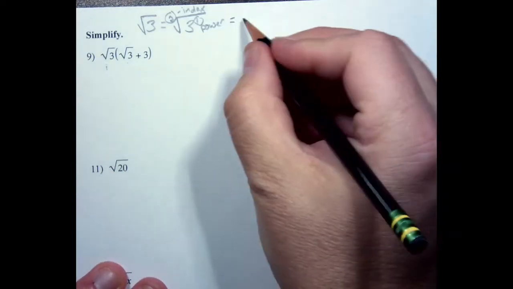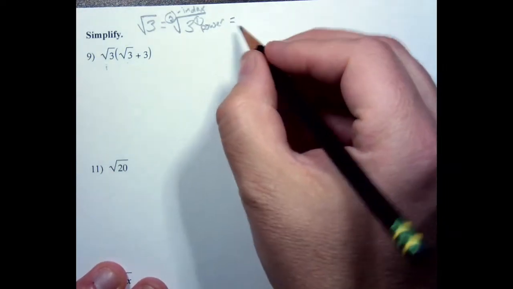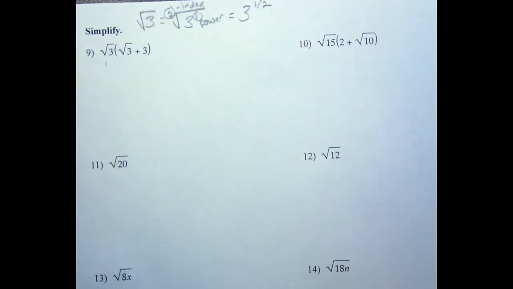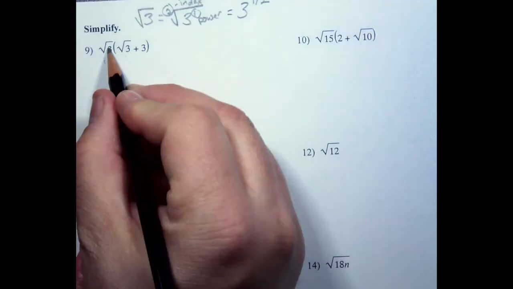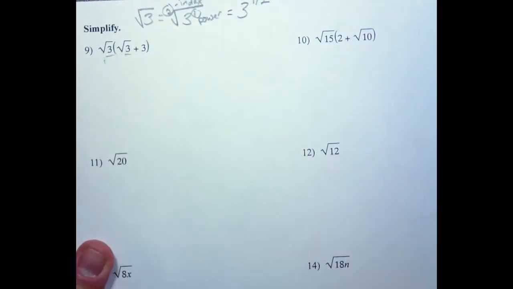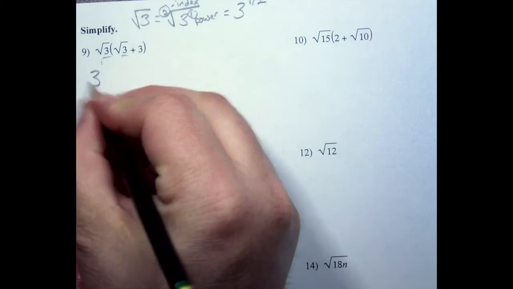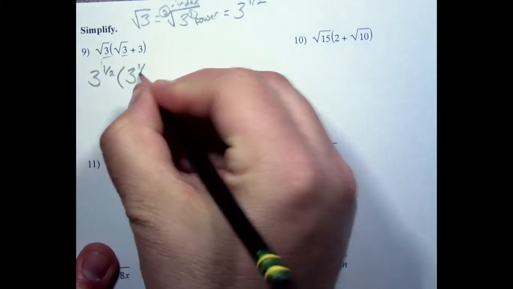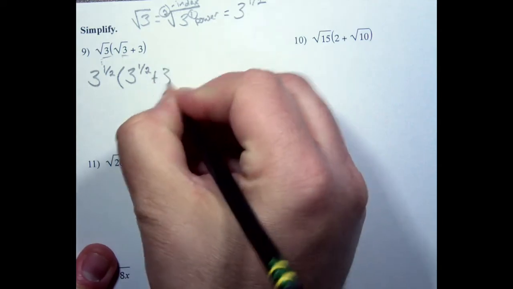Okay? So one last thing I want to remind you guys of is that the square root of 3 is really like 3 raised to the 1 over 2. So now what I want to do is change these two square roots of 3's to 3 to the 1/2 times 3 to the 1/2. Now plus 3, but 3 is actually 3 to the first power.